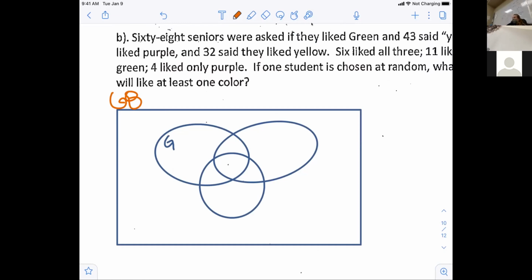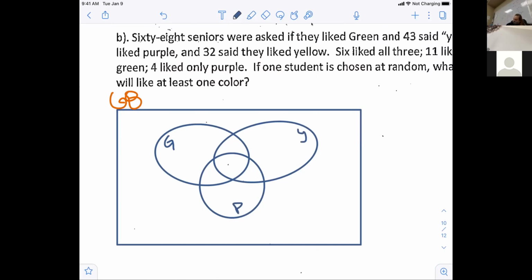Now, I don't get to write 43 anywhere yet. That's extra information. The next thing says 23 said they liked purple, 32 said that they liked yellow. Again, I can't do anything with those numbers yet. I'm going to do something with them in a second, but not yet. Now I actually have numbers that I can do things with. Okay, let me put back yellow and purple so I know what my categories look like. So we'll put yellow over here, and we'll put purple down here.